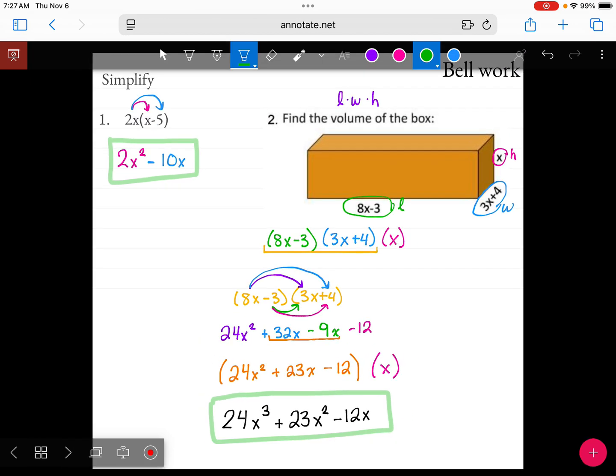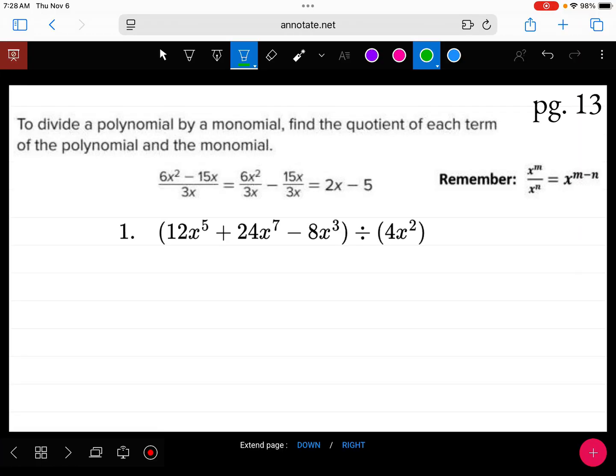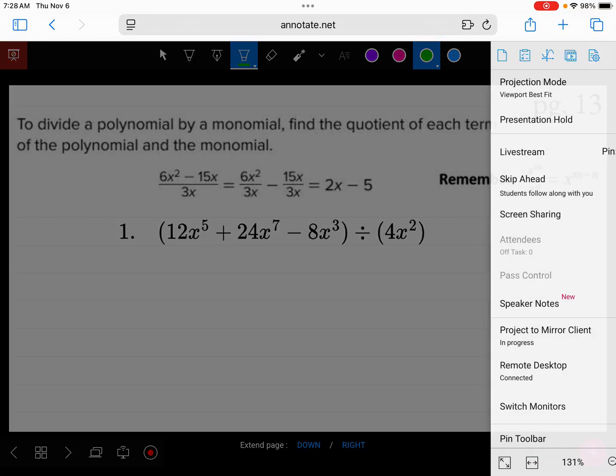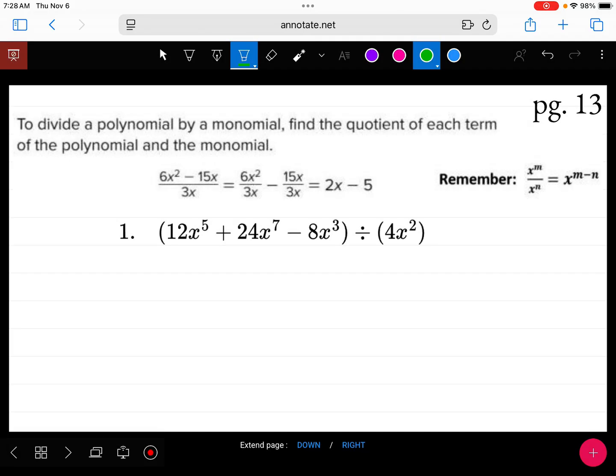Okay. So we are going to go in our notes packet. We have worked with our polynomials. We have added polynomials. We have subtracted polynomials. We have multiplied polynomials. I wonder what we're going to do next. Oh, snap. We're going to start looking at dividing. So we're going to be on page 13, and we are going to start with dividing by monomials.